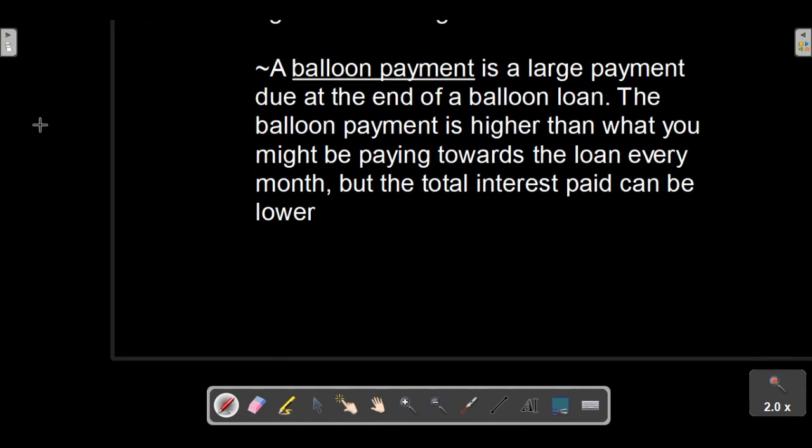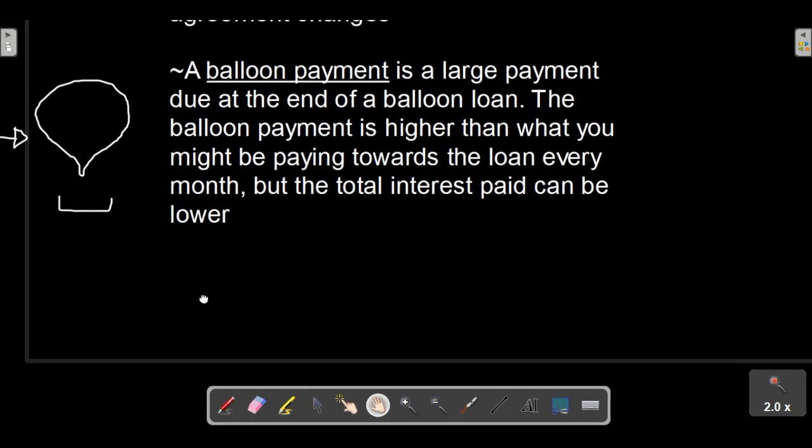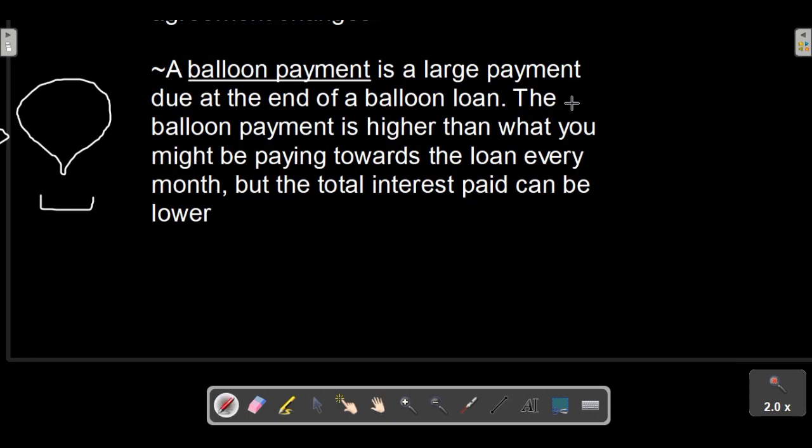So of course guys, when you're inflating a balloon, okay, this is a bad drawing, I know, over time it's going to get bigger and bigger, so its volume increases. So at the end, you'll have a bigger balloon than at the beginning. So this type of payment resembles that, because it is basically a large payment due at the end of a balloon loan.